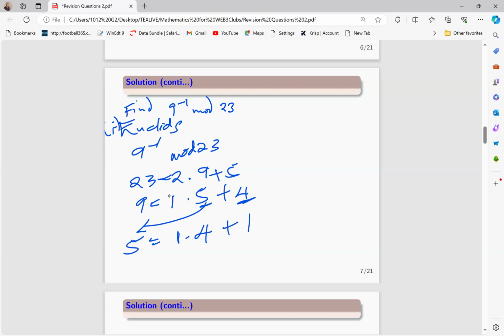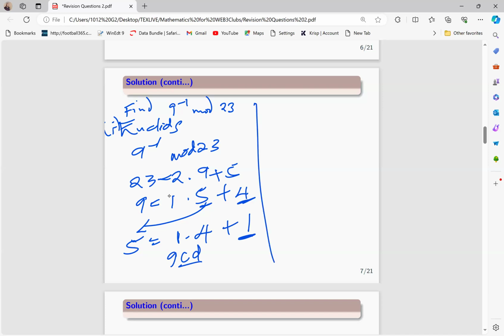I'm not so sure again, so take it with a grain of salt. So the remainder is like this. Basically, this is the GCD. Now we go in reverse, I think it's reverse engineering it.